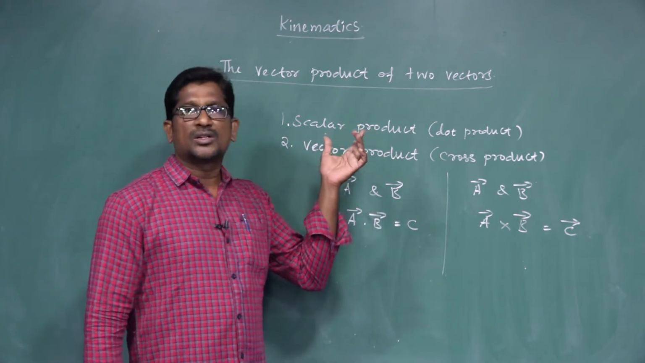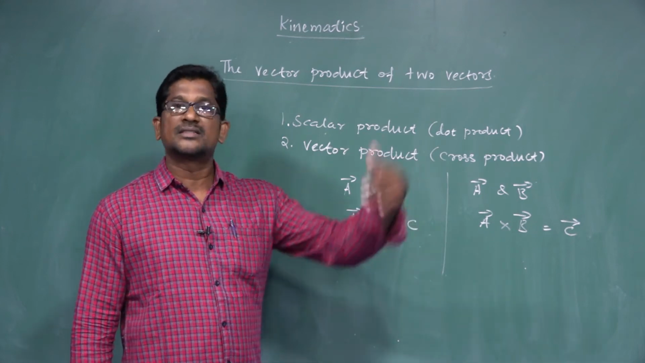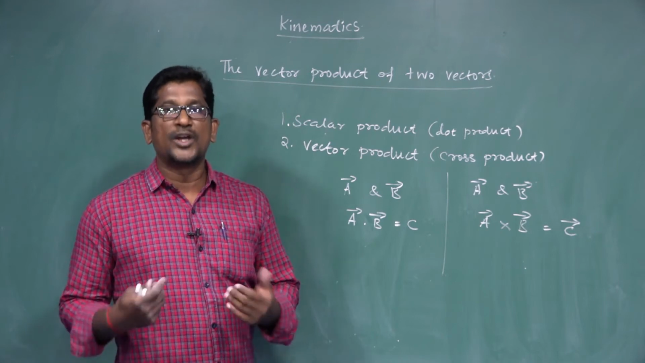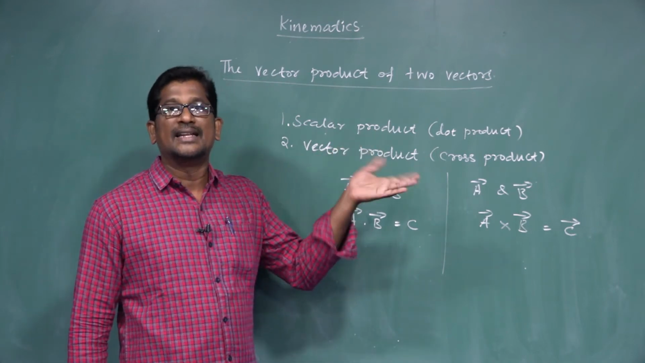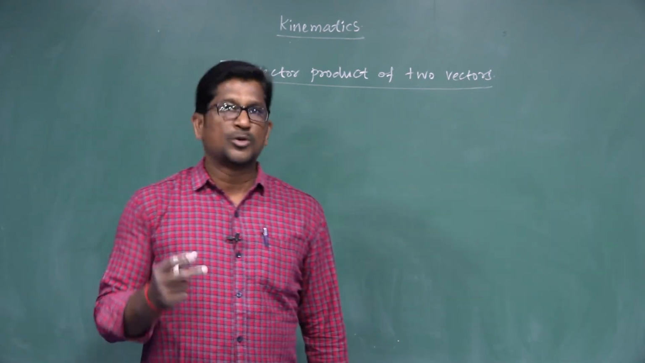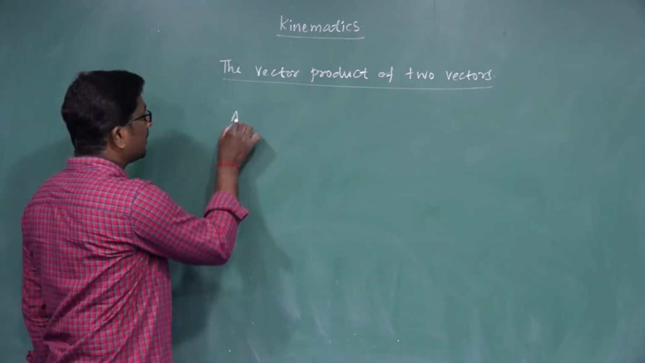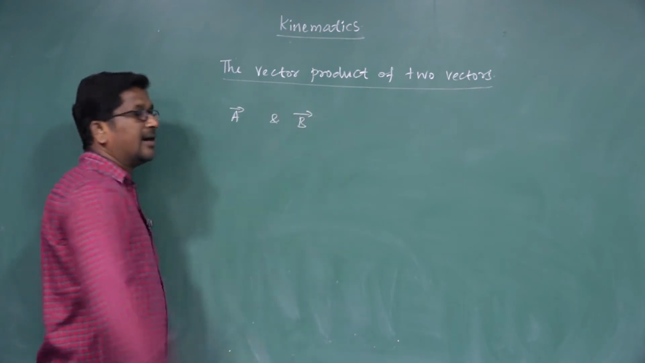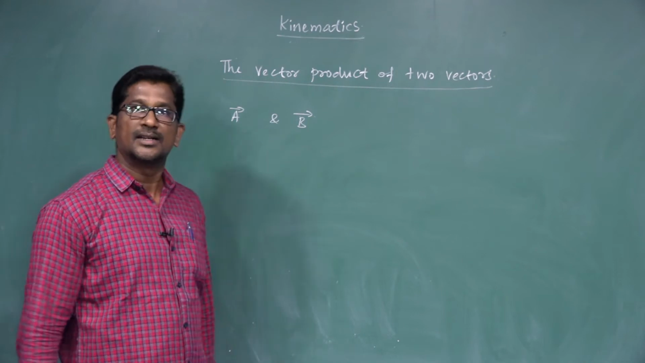The scalar product of two vectors and their properties were already discussed in the previous class, right? So in this class I am going to discuss only the vector product of two vectors and their properties. Suppose once again we consider two vectors, A vector and B vector. Again the same two vectors.